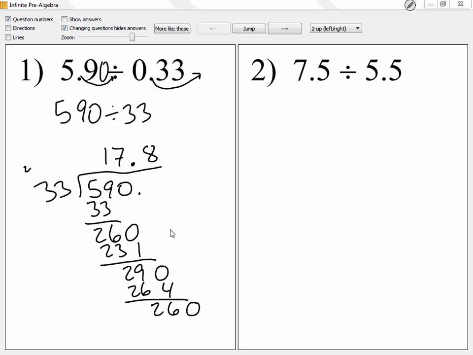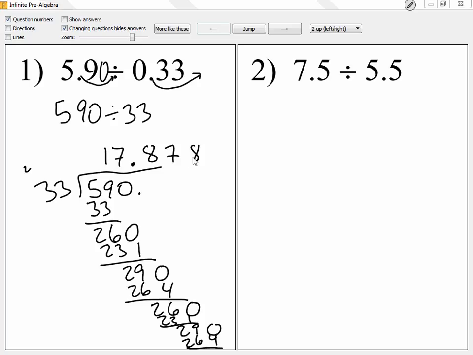33 into 260, it seems like we did that already. Here, I'm going to get 7, because remember, 33 times 7 gave me 231. And I know when I subtract this, it's going to give me 29. If I bring another 0, I know it's going to go 8 times, because 33 times 8 is 264. And if you notice, I'm going to continue going on and on. So I'm going to stop. Remember I said I needed 3 decimal places. So that's what I got.